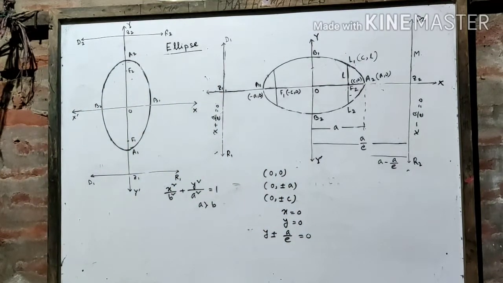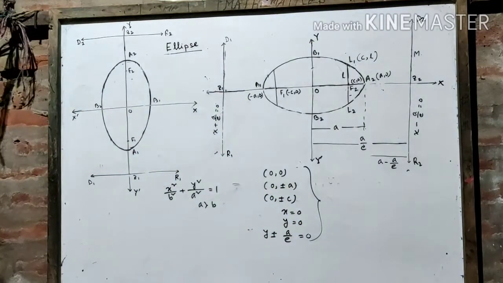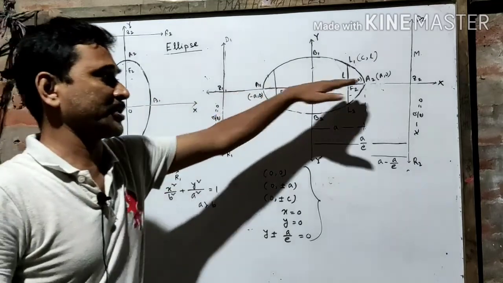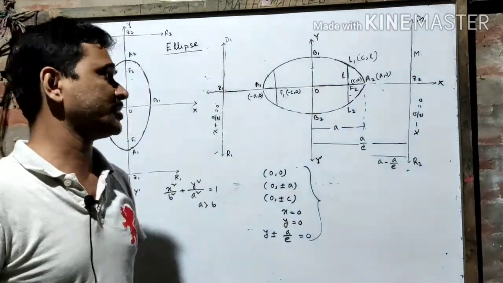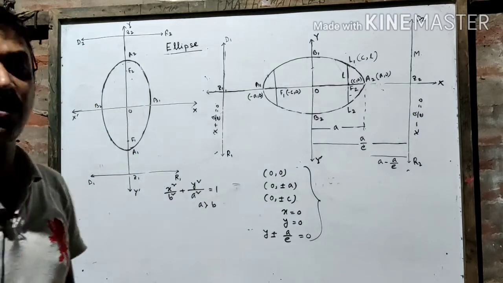Okay. So these are the informations you have to remember. For this ellipse, major axis is the x axis, center is the origin. For this ellipse, major axis is the y axis and center is the origin.